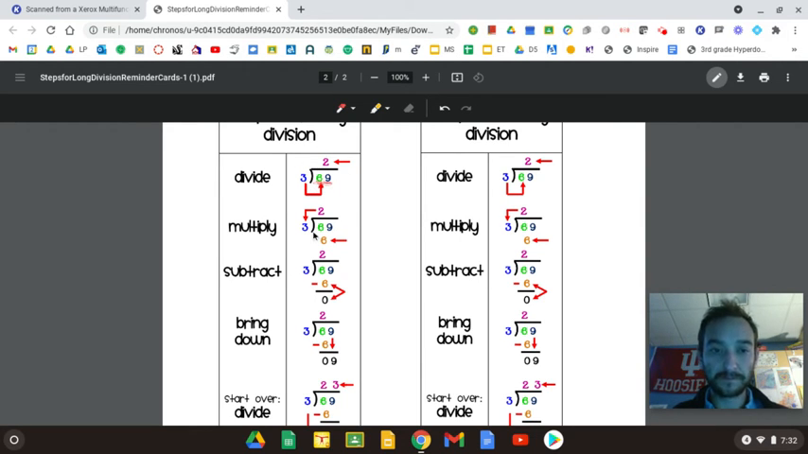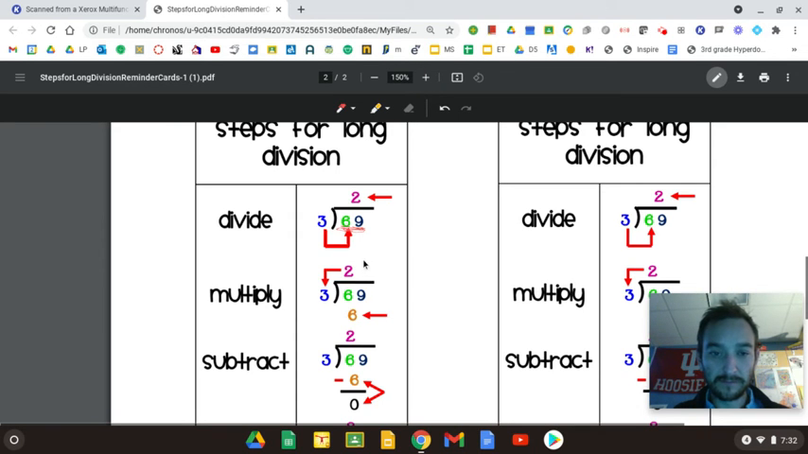Then multiply and put down here. So you're checking yourself. You're seeing how many of your divisor was in this, and then when you multiply 2 times 3 and you get 6, if this number comes out bigger than what you were dividing, you made a mistake and you need to restart. So it's a good way to check yourself.